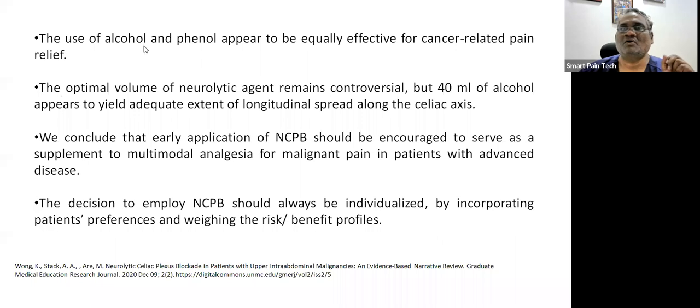Another thing: alcohol and phenol are equally effective. It doesn't matter. But why do many people choose alcohol? Because phenol has a propensity towards blood vessels and may erode the wall of the blood vessel. So in any area closer to blood vessels, you don't use phenol. Second, phenol availability, because you have to make it fresh, because phenol is always available as a crystalline powder.